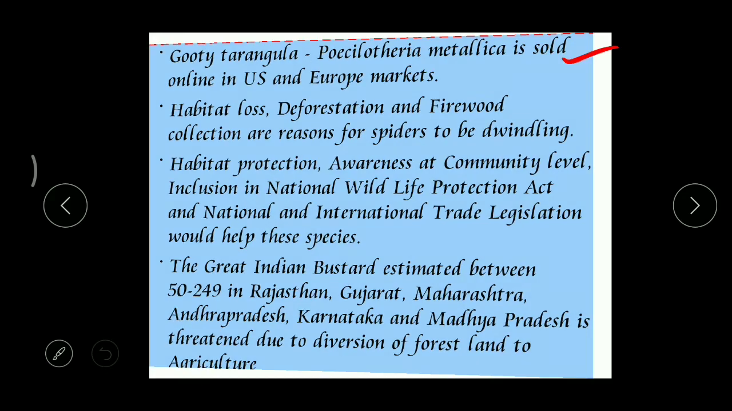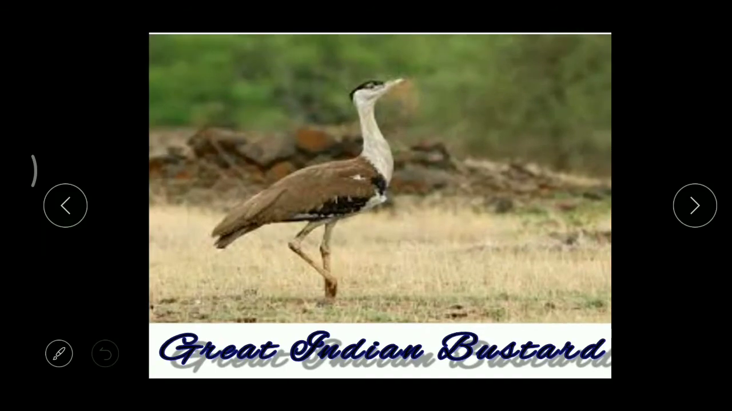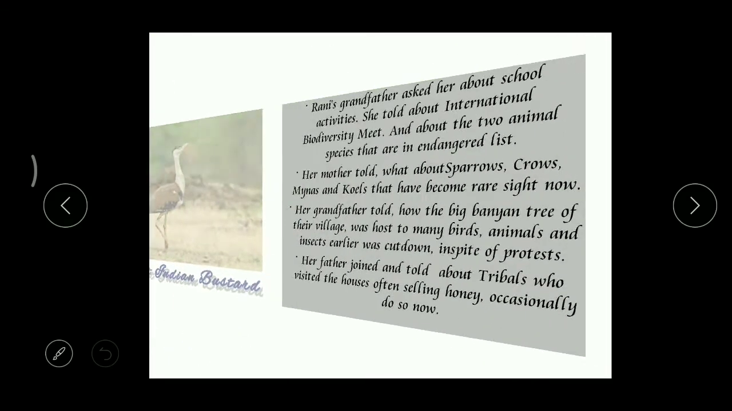So let's see this. There is the Guti triangula, which can be technically called Poecilotheria metallica. And what's the next one? There is the great Indian bustard. Now come to the next one.